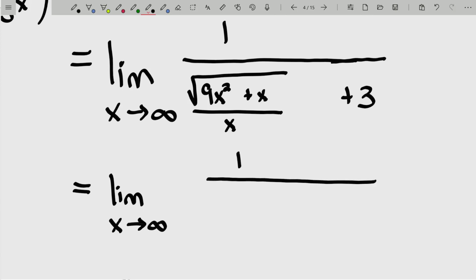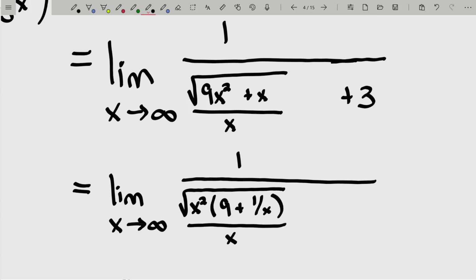So I'm going to write this as the limit as x goes to infinity of 1 over. And I am going to take that square root and factor out that x squared off of both those terms. So I'm left with 9 plus 1 over x. That's what happens when you divide off an x squared off of both those terms.